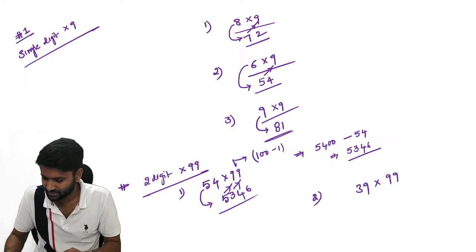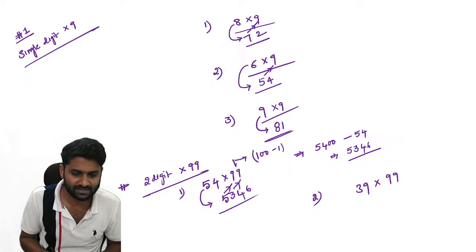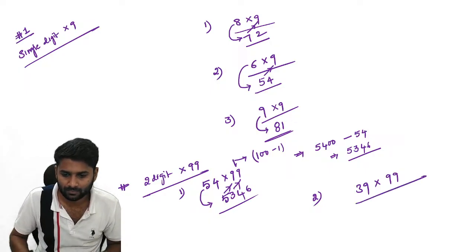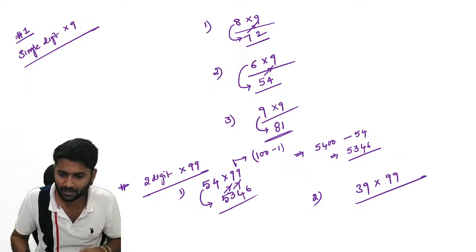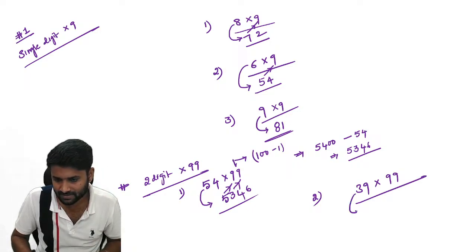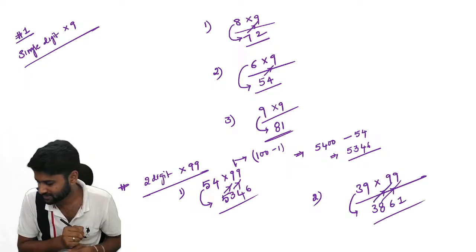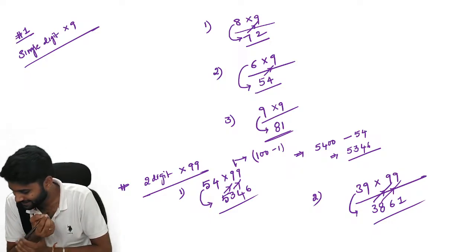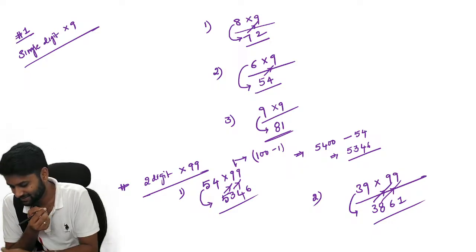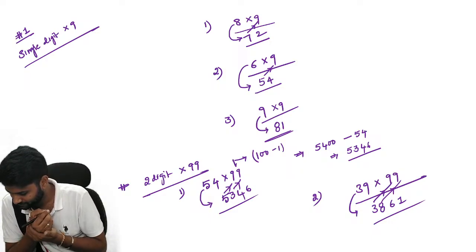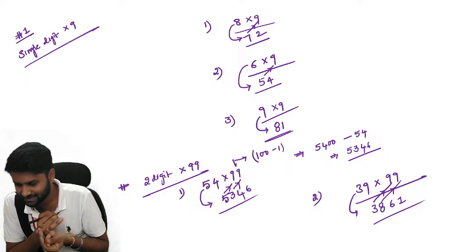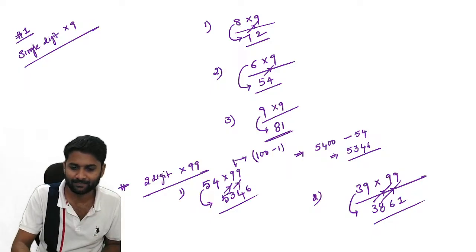39 is multiplied with 99. What is the result? See, consider the previous number, which is 38. Now 3 becomes 9, we require 6 units. 8 becomes 9, we require 1 unit. That's why the resultant is 3861. That is the correct answer. Very good one. It's 3861.